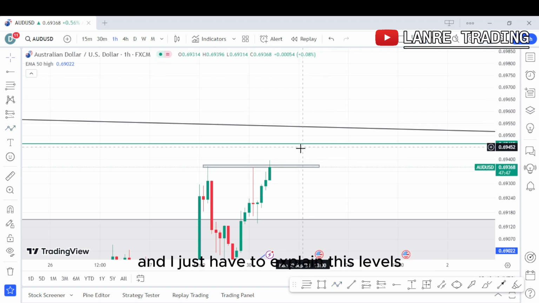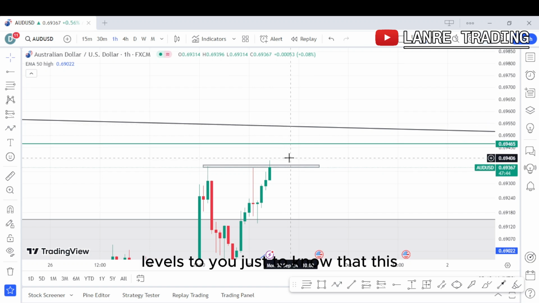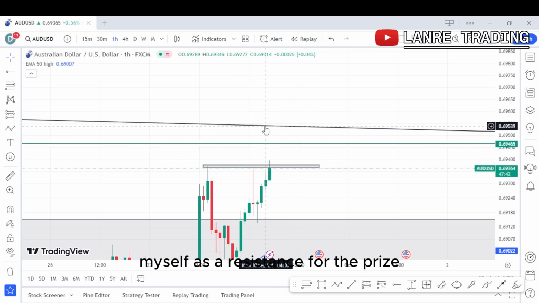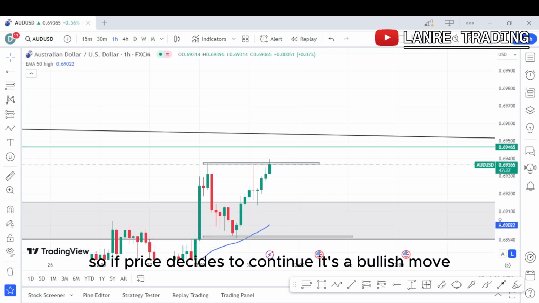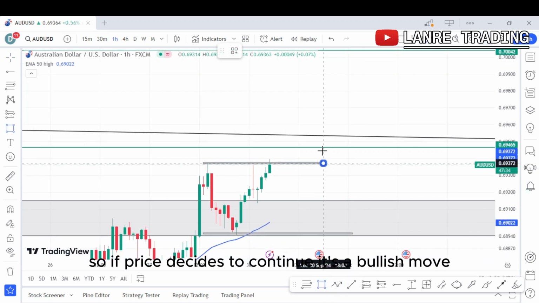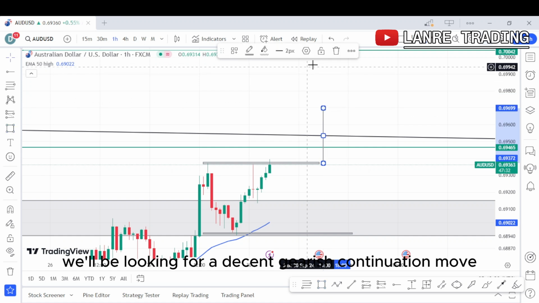I just have to explain these levels to you, just to know that this might serve as a resistance for the price, and this might serve as a resistance for the price as well. Okay, so if price decides to continue its bullish move, we'll be looking for a decent bearish continuation move.